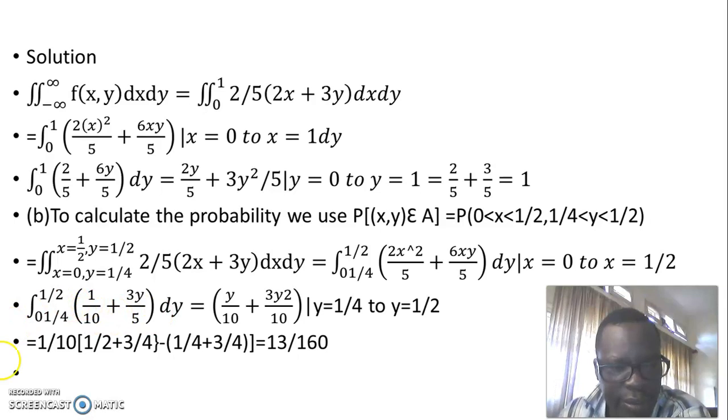So when we integrate this, we shall get y out of 10. Remember, this is like 1 out of 10 times y to power 0. So y to power 0, if we add 1 and divide by 1, we get y. And this is 3y squared out of 5 times 2, which is 10, and then we substitute for y equals a quarter to y equals a half, and we shall get 13 out of 160.